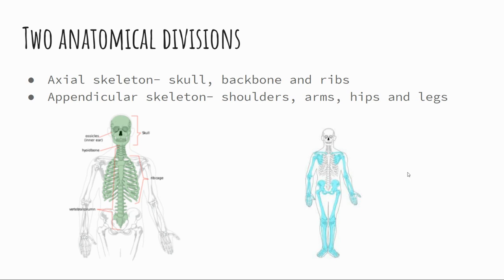So there's two divisions of the skeletal system in any animal. You have the axial skeleton, which is your skull, backbone, and ribs. And then you have your appendicular skeleton, which is the shoulders, arms, hips, and legs. Much like the divisions of the nervous system, whatever is central is normally its own division. Then everything else around it that attaches to it is another division.